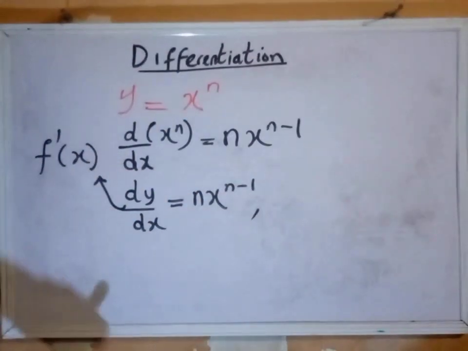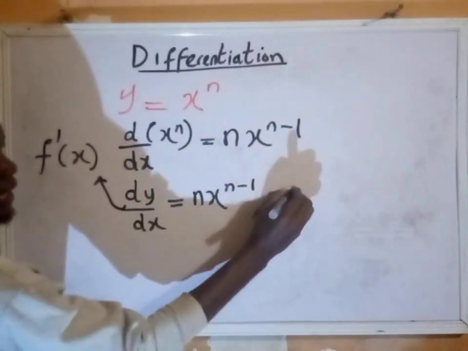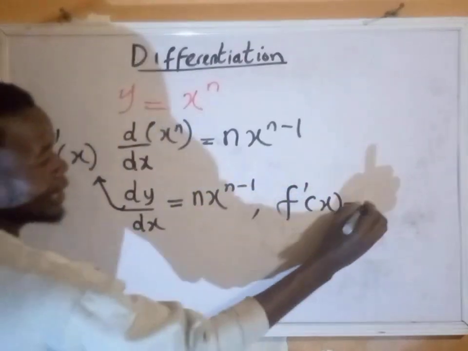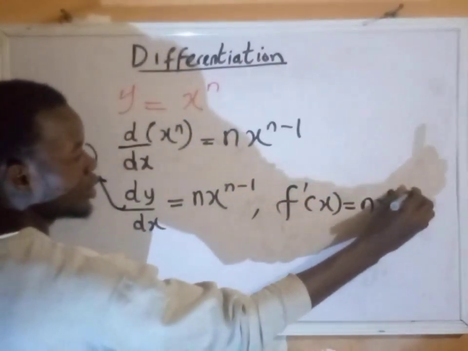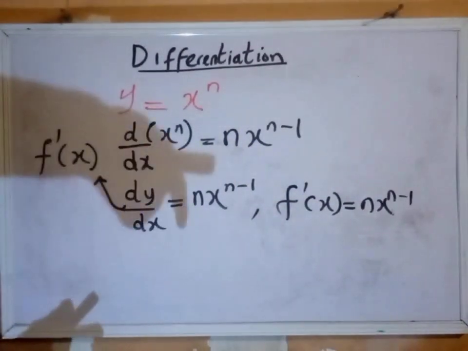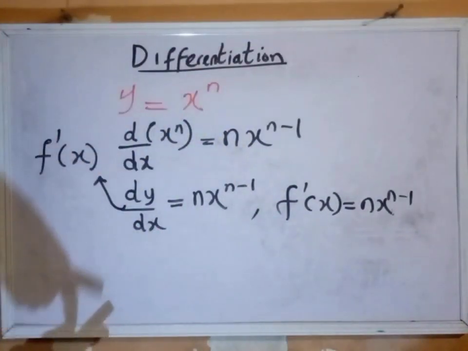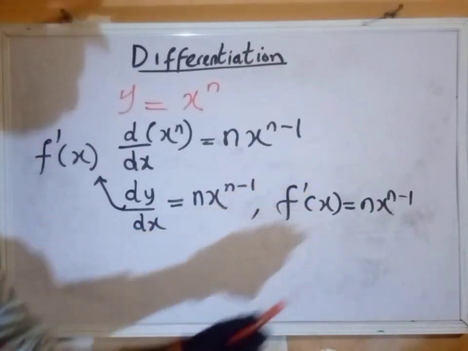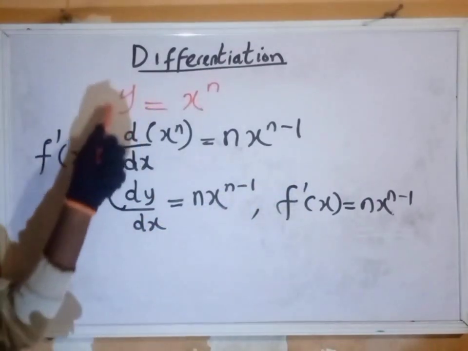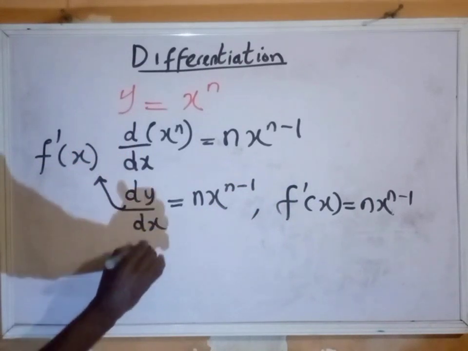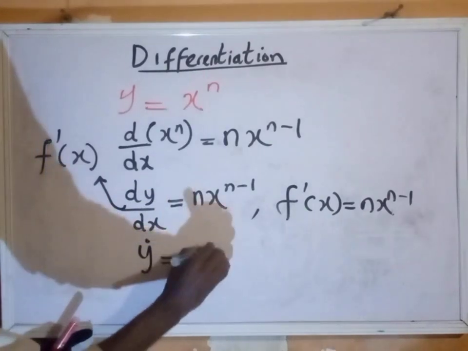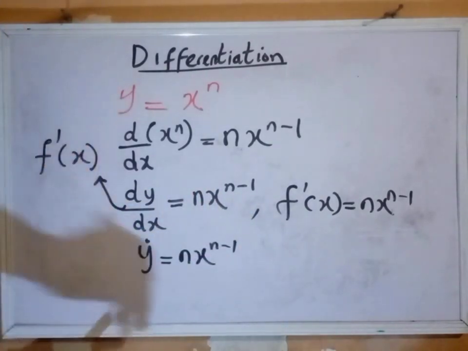So here I can still agree that dy over dx of this equals f prime of x equals n x raised to the power of n minus 1. So this is another dimension of writing the derivative. Another person can still decide not to use dy over dx or f prime of x. Since we are dealing with y here, I can call it y dot. The y dot here is still the same thing as n x raised to the power of n minus 1.